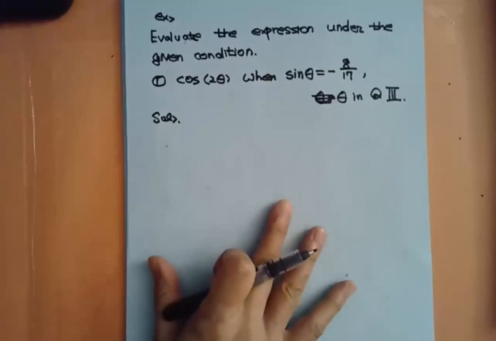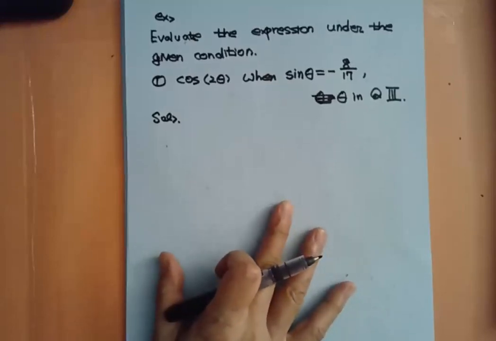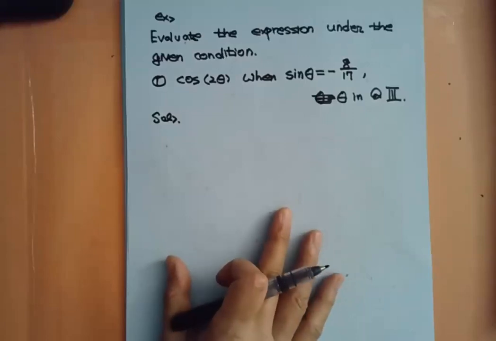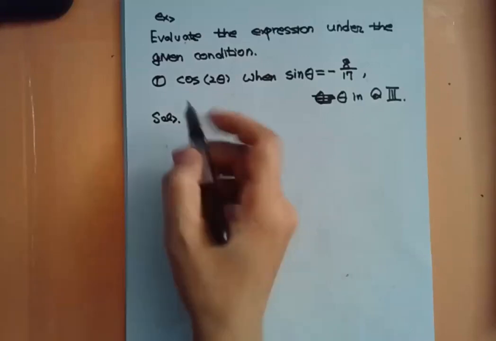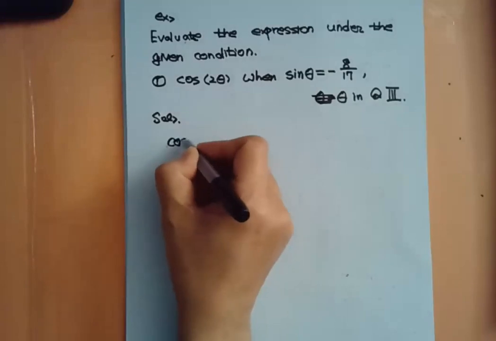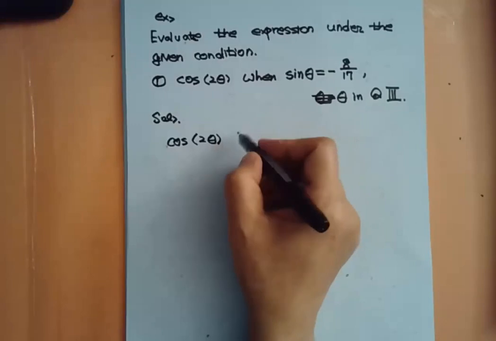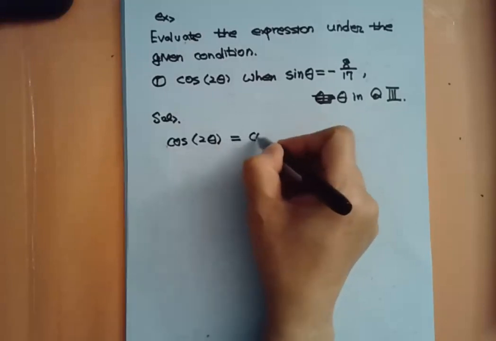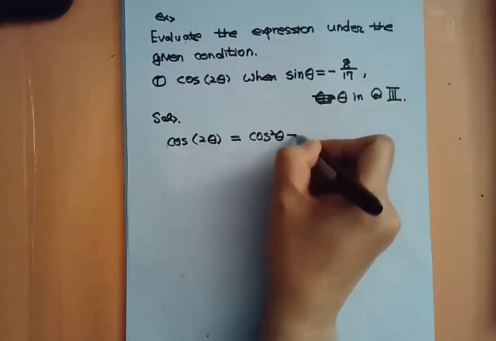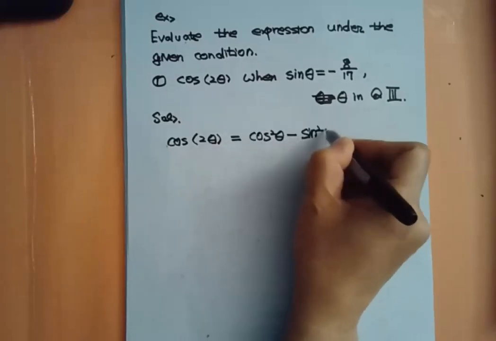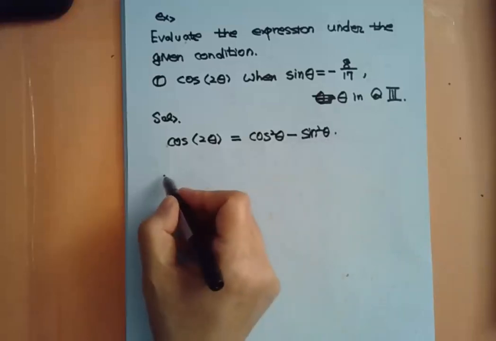The angle is not given. Instead, the abstract angle is given with the angle's condition, where it is located, what the sine value of the angle is. But we need to start the problem with the double angle formula. So cosine of 2 theta was cosine squared of theta minus sine squared of theta. We already saw that.